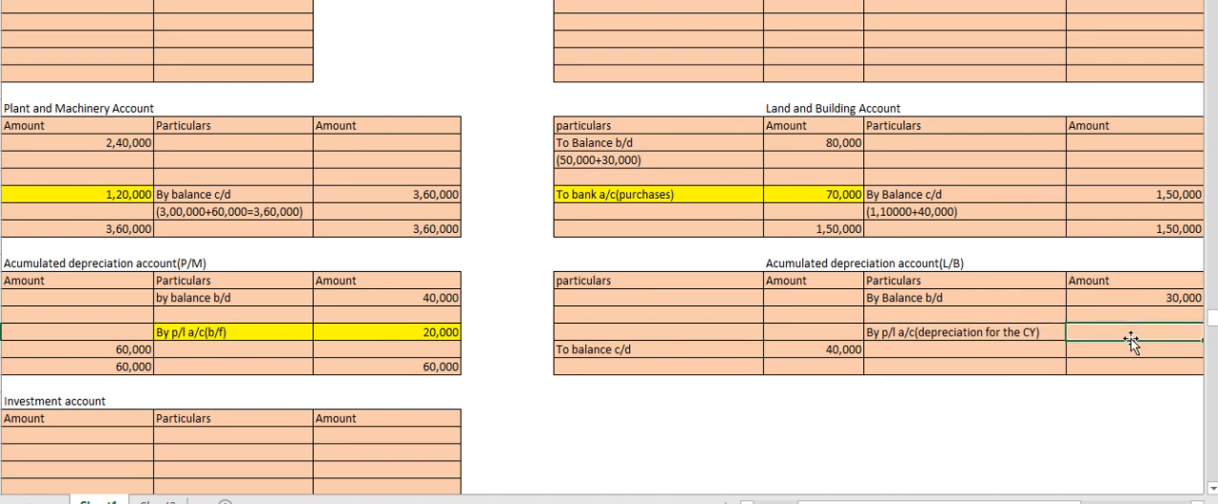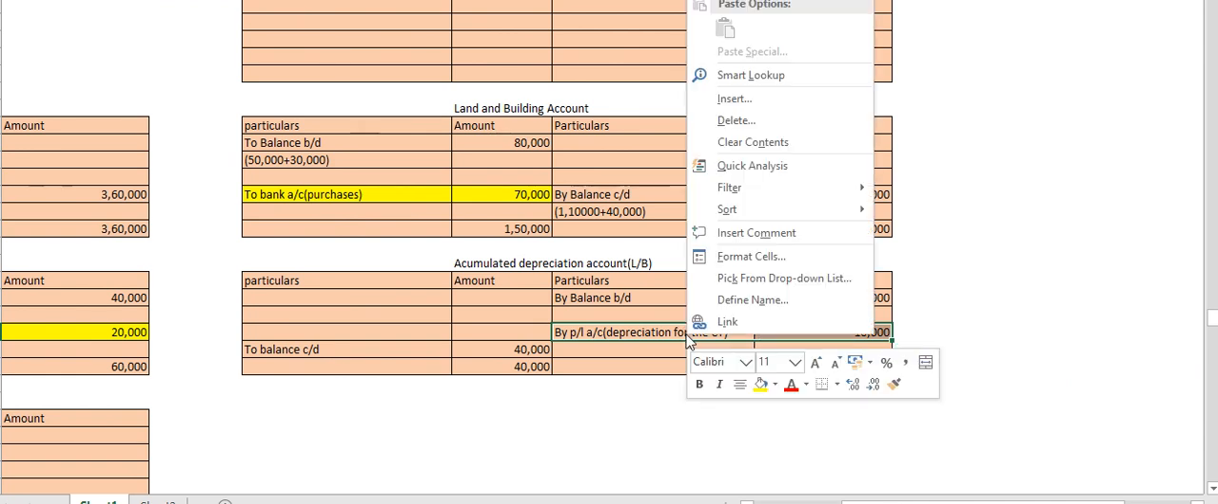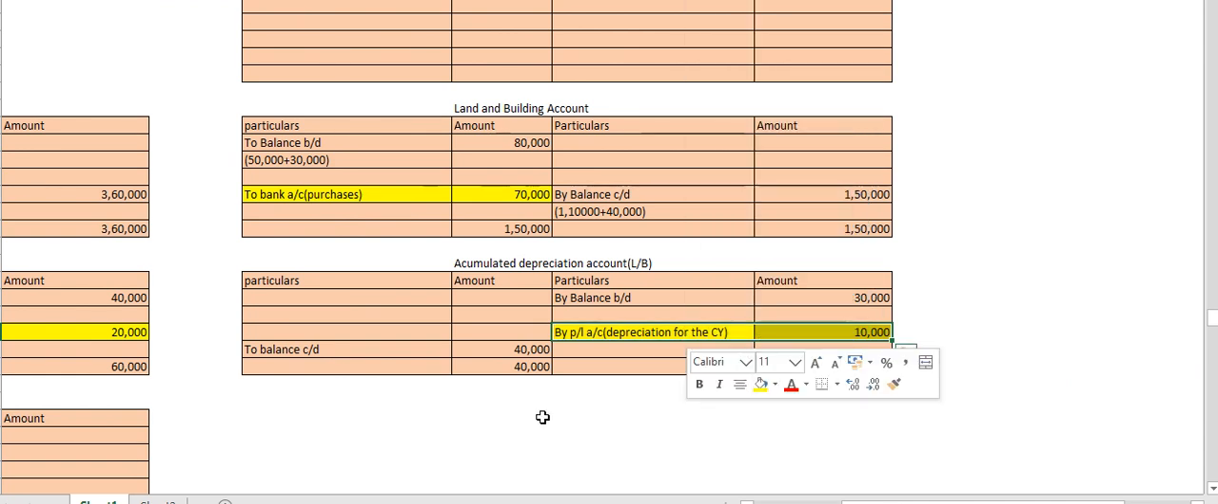So how much is the balance? It is 10,000. So the total is 40,000. Now this will be taken in your profit and loss adjustment account as the depreciation amount, which will be debited.